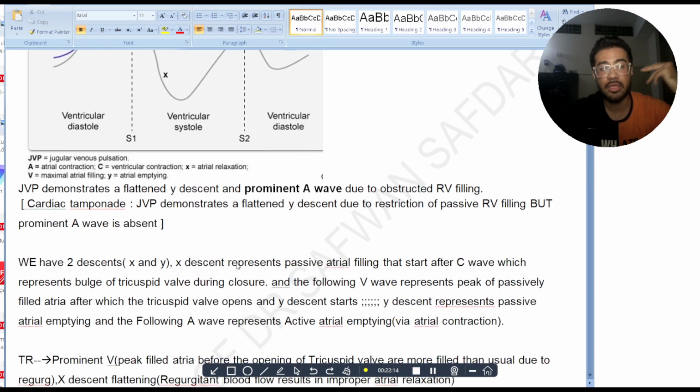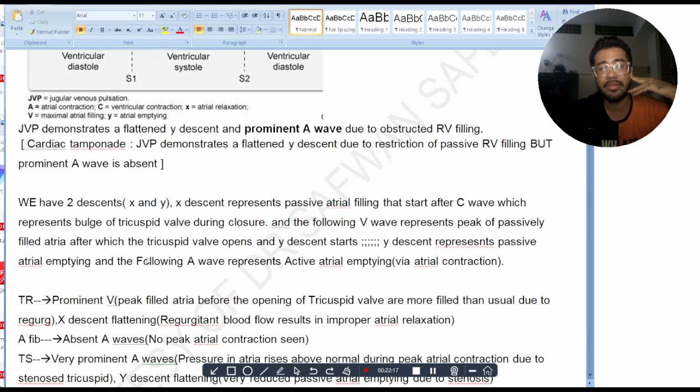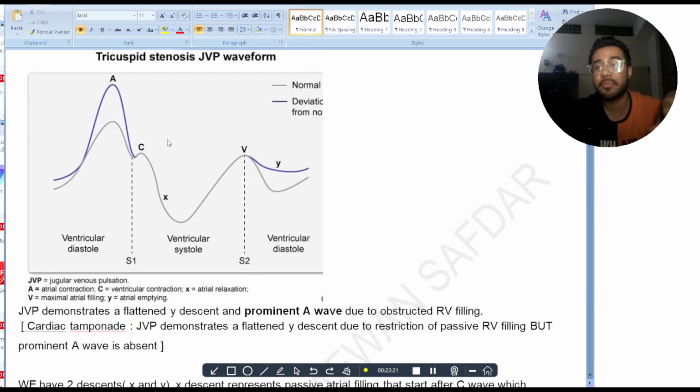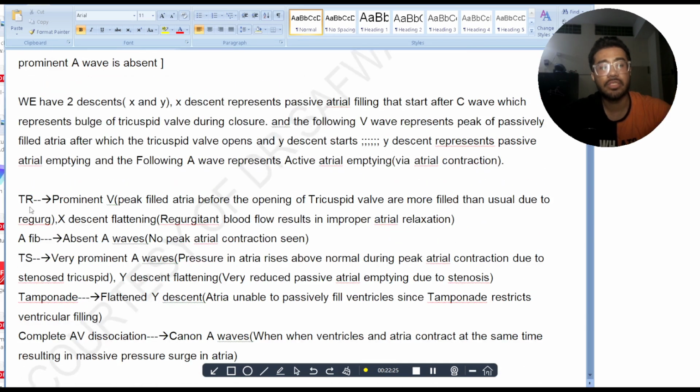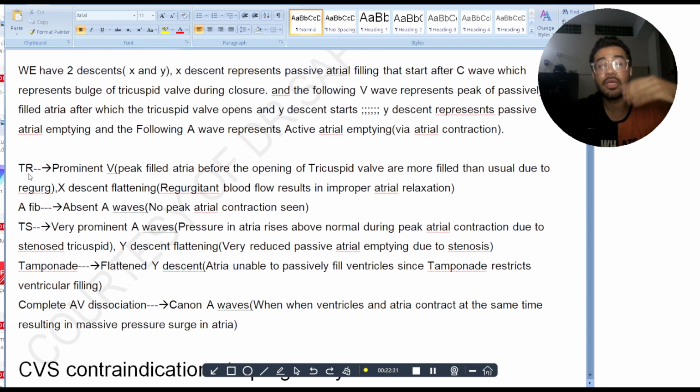JVP, yeah, it's the same. So you can read this paragraph as well. It tries to summarize how you can understand the JVP waveform, but I explained everything written here as well. So these are all the problems that result in a different alteration in the JVP waveform. You need to memorize what is going to happen in tricuspid regurg, AFib, tricuspid stenosis, tamponade, complete AV dissociation. It should be on your fingertips.